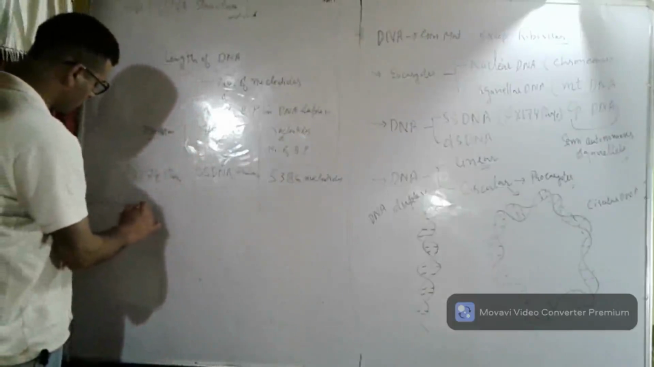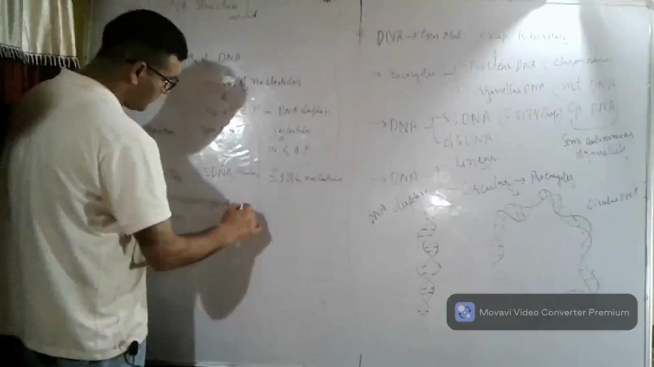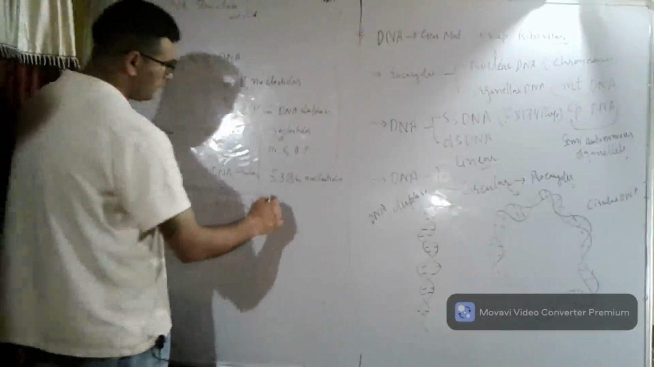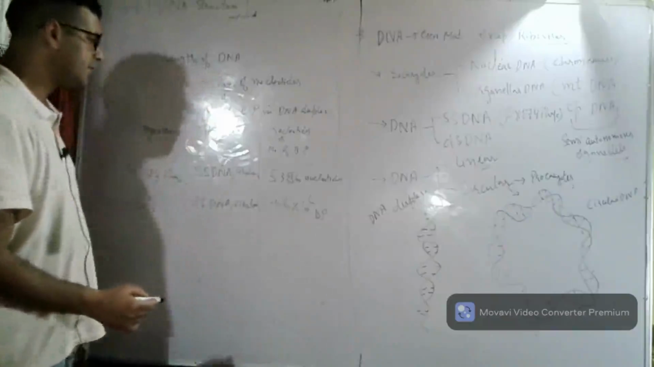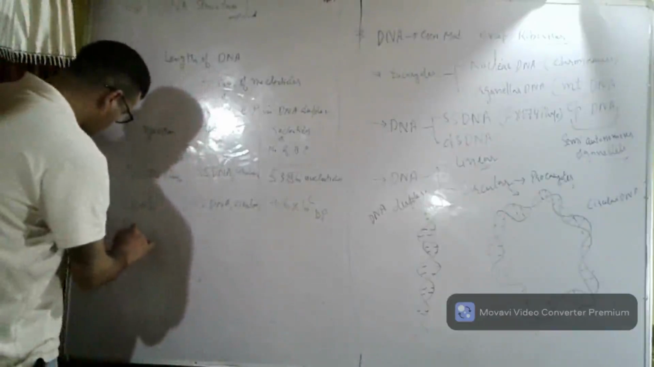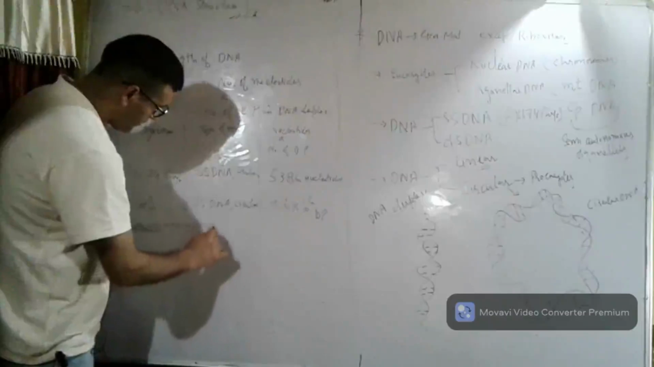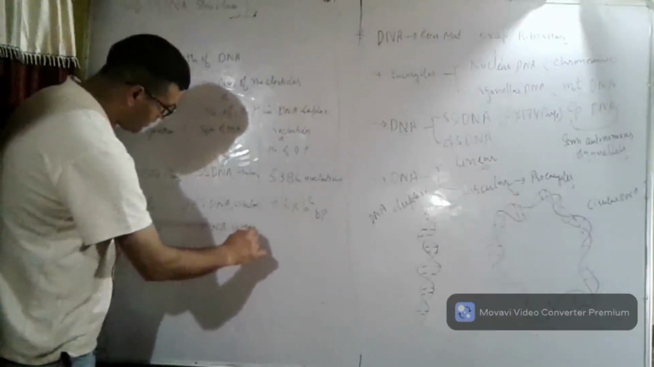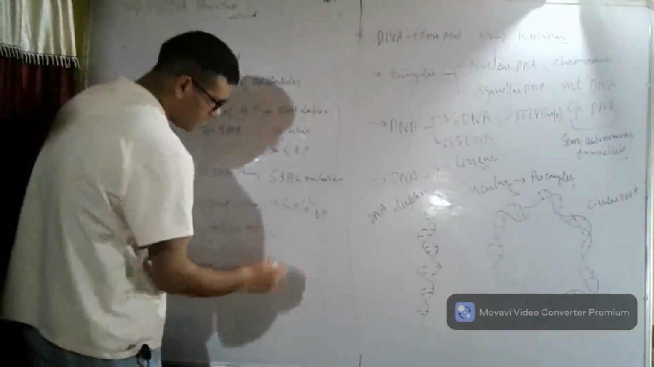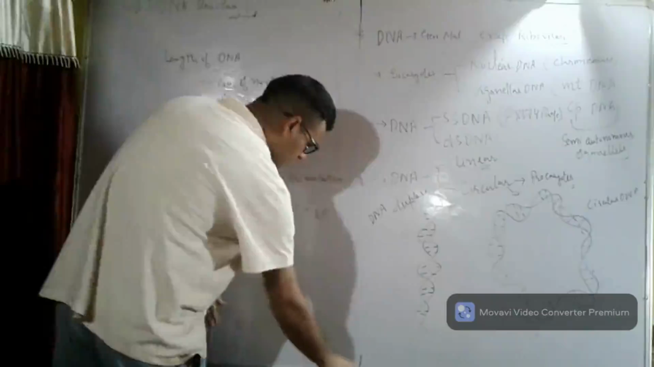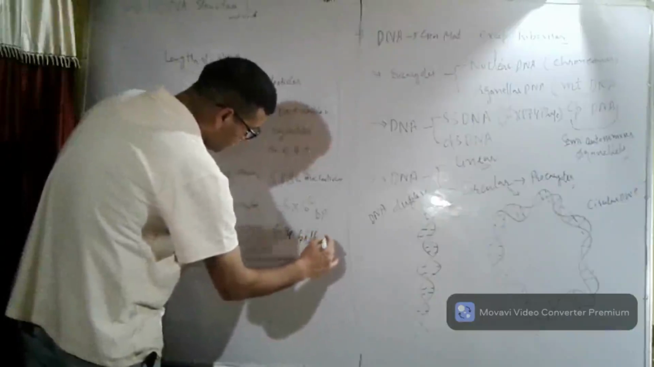Same is the case with E. coli. E. coli has double stranded DNA that is circular. It has 4.6 into 10 raised to power 6 base pairs in its DNA. And then we have humans. Humans have double stranded DNA, and this is linear. Approximately, it has been estimated at 6.4 billion base pairs.